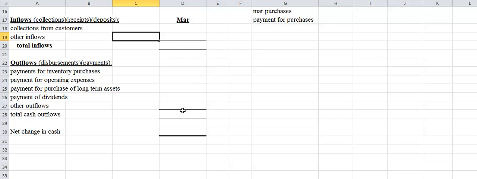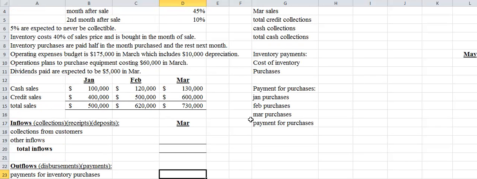And then the difference between what came in and what went out would be the net change in cash. So if this was an easy problem, they might just tell you collections from customers was a certain amount and payments for inventory were a certain amount. And then you could just build it. But here, they don't tell us that. We have to figure that out.